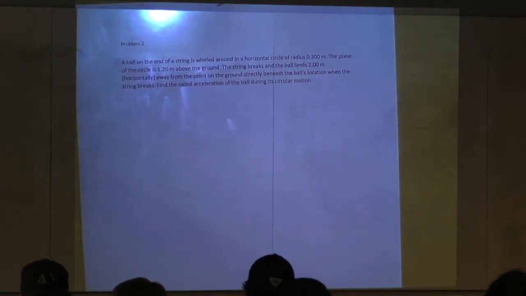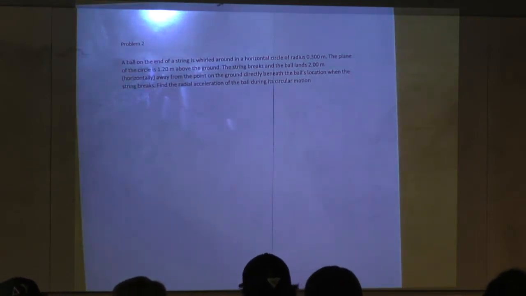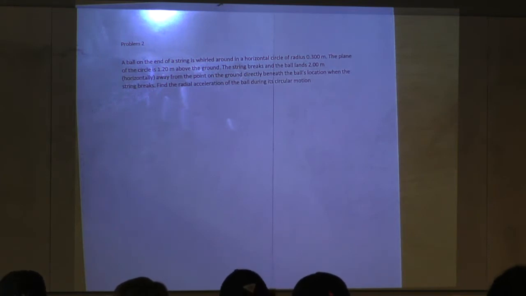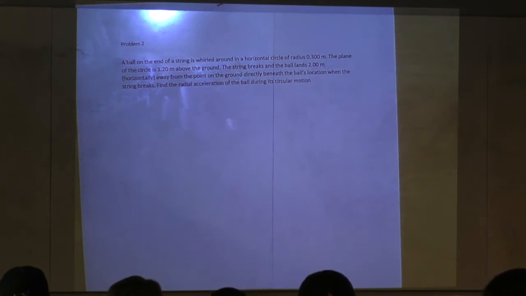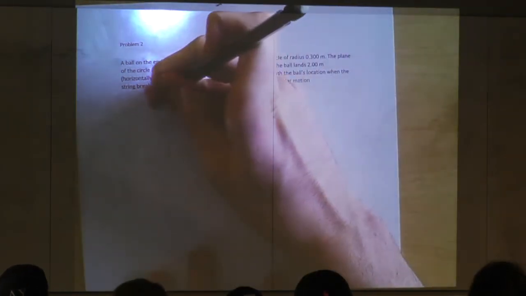So for this one, we're spinning a ball at the end of a string around a circle, above a table. It tells us how high it is above the ground, and then it tells us the radius. When the string breaks and the ball lands 2 meters away, then find the radial acceleration of it. So let's just briefly draw a quick little diagram.